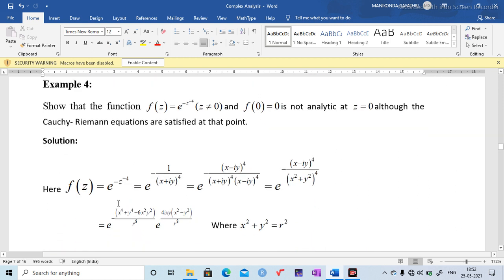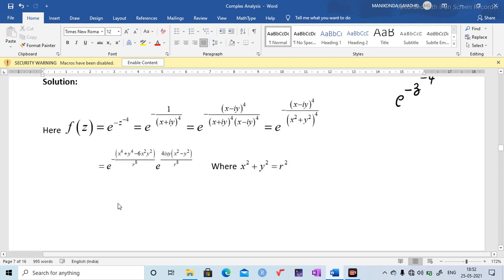Next question. Show that the function f of z equal to e power minus z power minus 4 whenever z is not equal to 0, and f of 0 is 0 whenever z equal to 0, is not analytic at z equal to 0, although the Cauchy-Riemann equations are satisfied at that point. So what we want to show is that it is not analytic but it satisfies the Cauchy-Riemann equations.